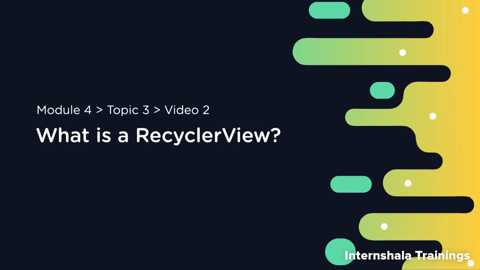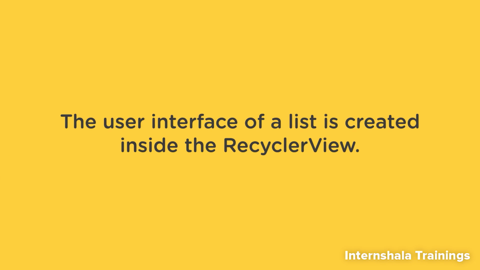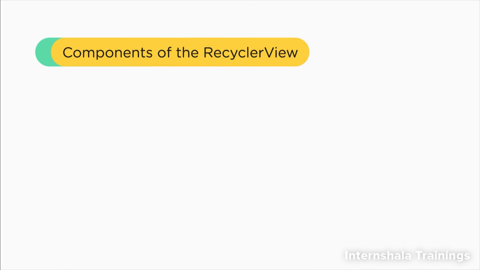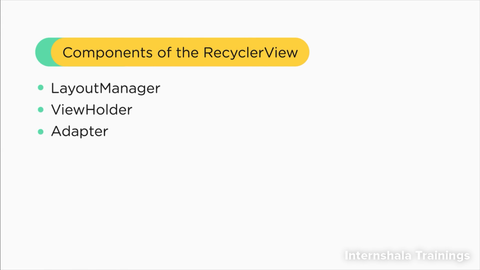Let's begin by looking at the recycler view. The user interface of a list is created inside the recycler view. The recycler view has three components. These are the layout manager, the view holder, and the adapter. Let's look at each one of them.